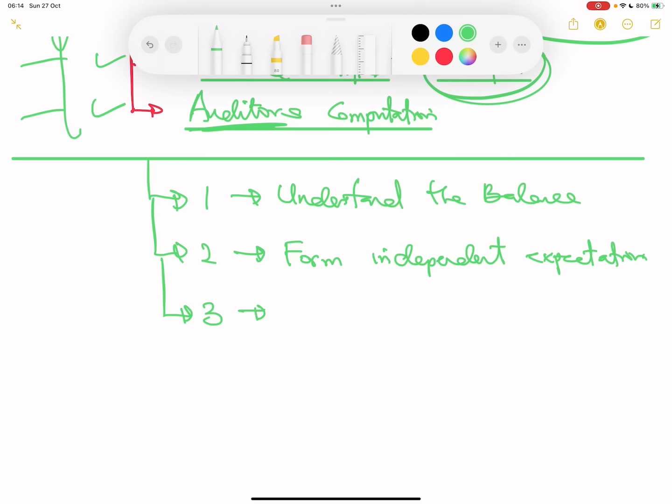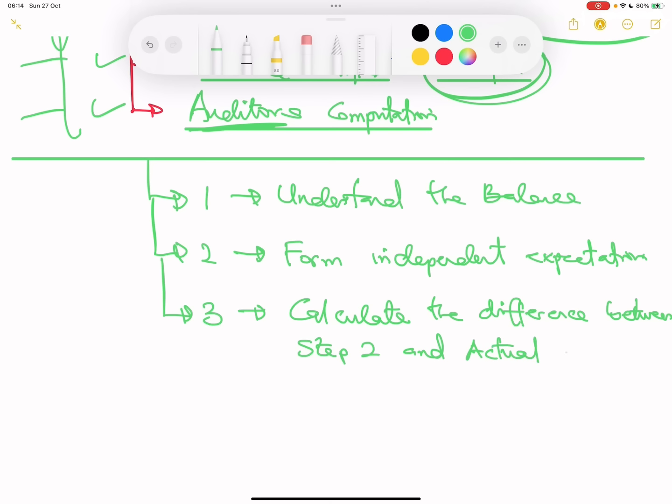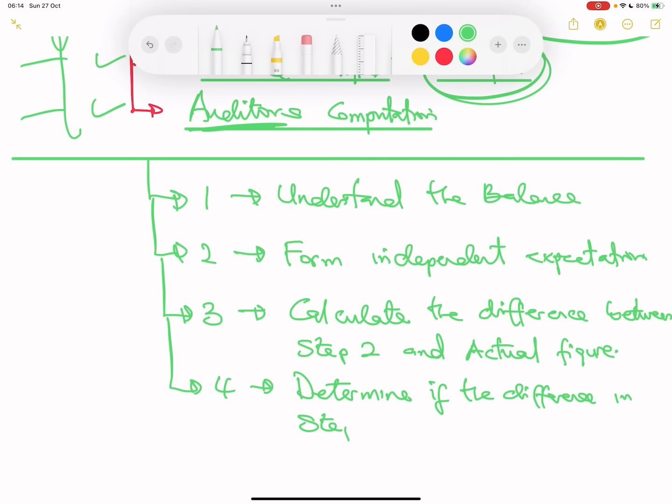Once you do that, then you can calculate the difference between the auditor's expectation, which is step 2, and the actual figure, which is on the financial statement. Then you need to determine if the difference in step 3 is significant, that is material.